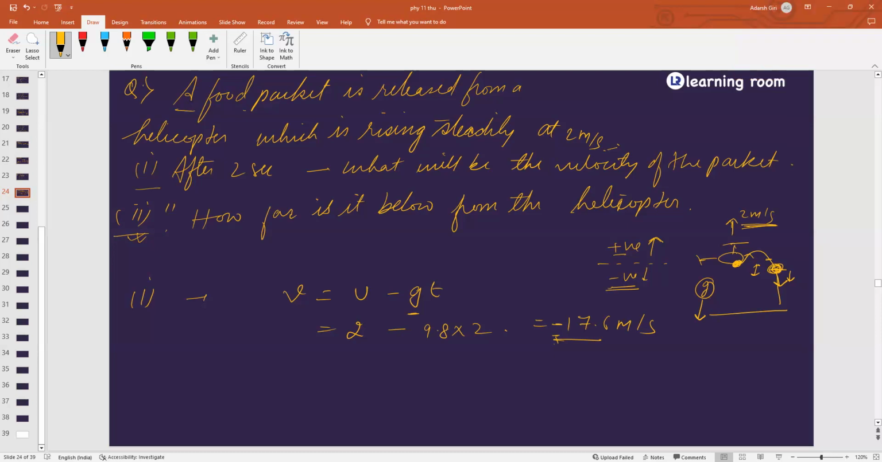Even if the body is going upward, even if we apply the same formula for the helicopter, which is going upwards, we'll be considering g downwards and negative only. But if you consider the downward direction as positive, then you will have to consider the upward motion as negative. So in that case, g will be positive. Got it? Yes, sir. Sir, for the second question, 78.4 meters, sir.